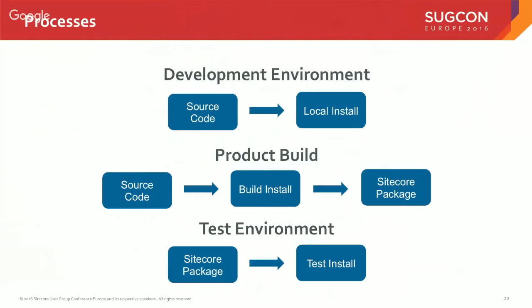Just to give you the basics of each of these processes. In the development environment, we're trying to take source code and set up a local installation of ActiveCommerce on a specific Sitecore version. For a product build, we're trying to take that source code, create a build of Sitecore, and then generate a Sitecore package. And then in a test environment, we're trying to take that Sitecore package and install Sitecore and ActiveCommerce for testing purposes.